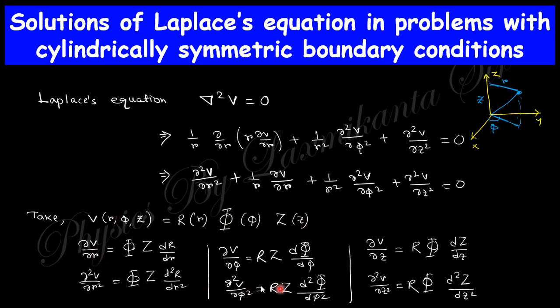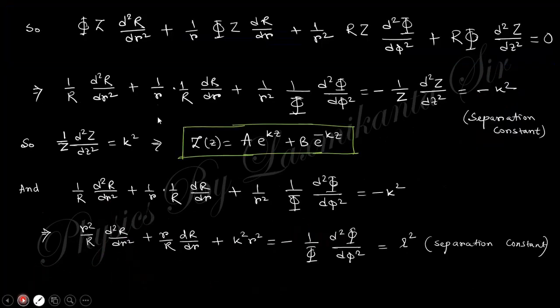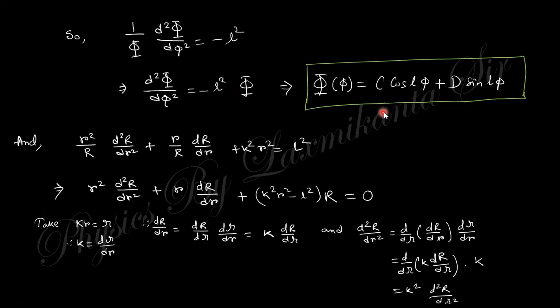Taking the partial derivatives and putting them in this equation, you will get this one. Taking out this z part, this is a function of z only, so it separates out, and we can take a separation constant. After taking the separation constant you can see the solution is like that. Now if you take the other part and arrange it like that, this phi part also separates out, taking this L square as another separation constant, so the phi solution is also obtained.